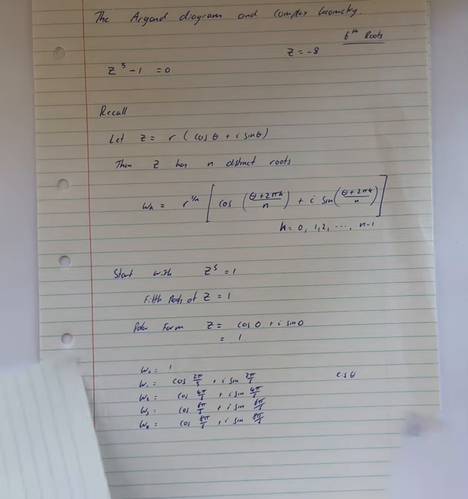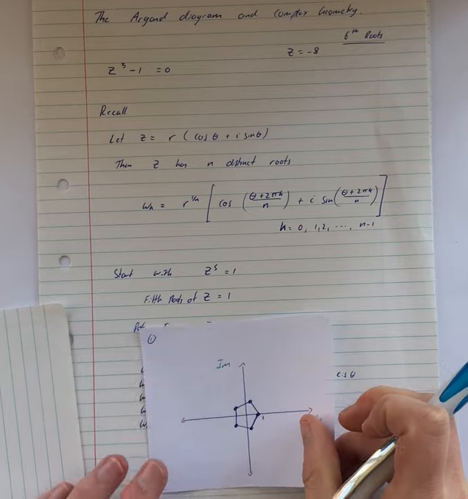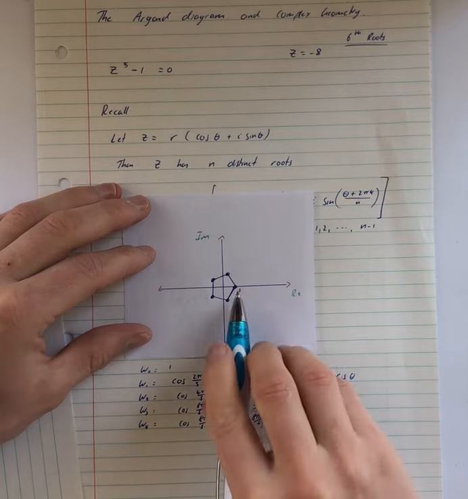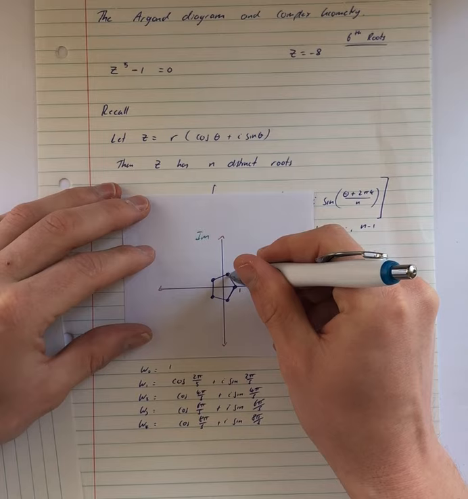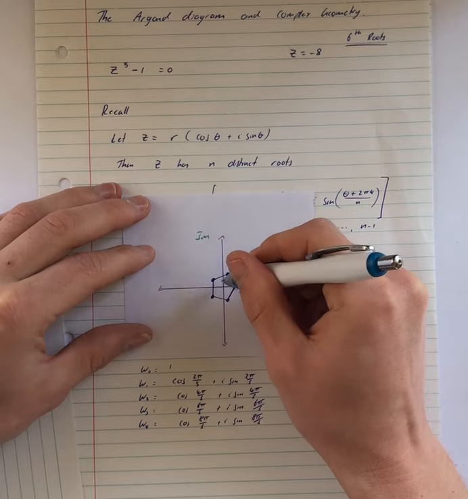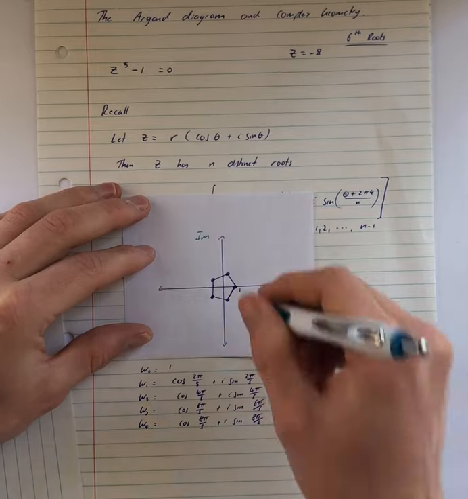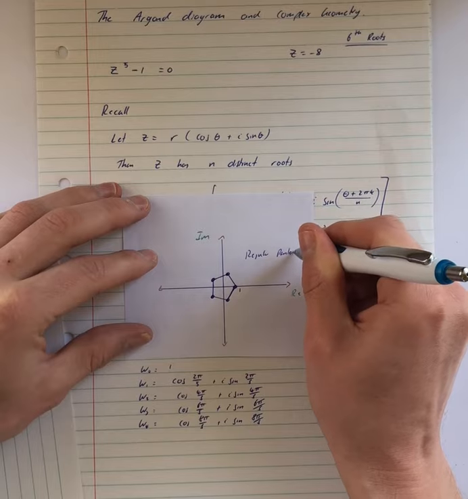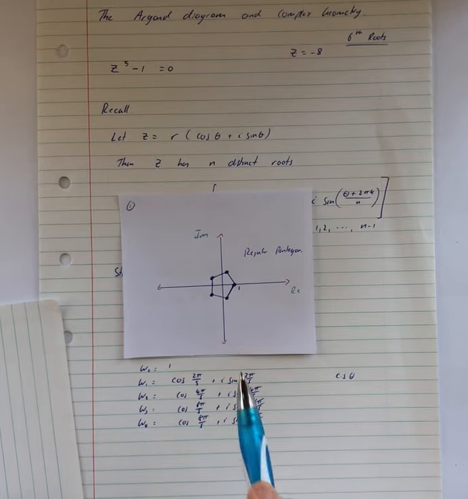And then we plotted these complex numbers on the Argand diagram. Hopefully you can see that. We've got 1, and then this is cosine 2 pi over 5 plus i sine 2 pi over 5. Then we've got cosine 4 pi over 5 plus i sine 4 pi over 5. And so on and so forth until we get our fifth roots and we have a regular pentagon.